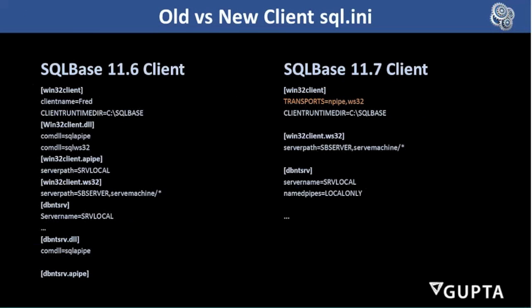So here's a comparison of an old SQLBase 11.6 client sql.ini file and the new one on the right side for SQLBase 11.7. On the 11.7 side, you see that you just have in the Win32 client section transports equals npipe and WS32. And that's pretty much it, where you had to have a lot more configuration details in your previous SQLBase 11.6 clients.